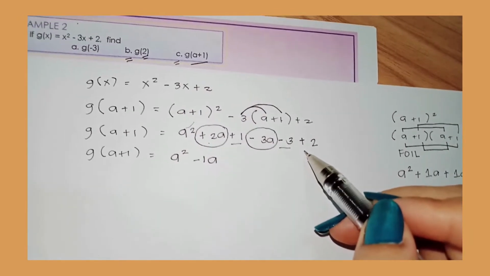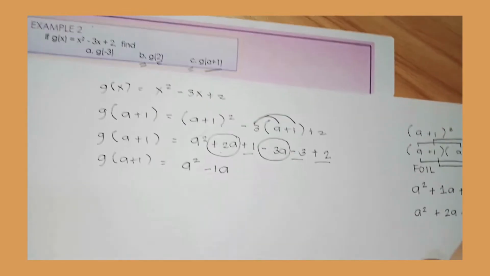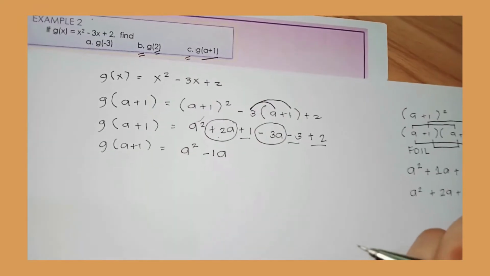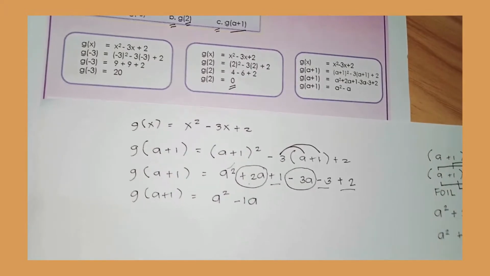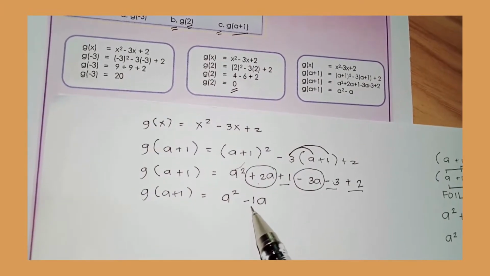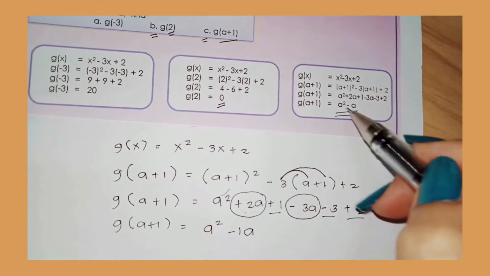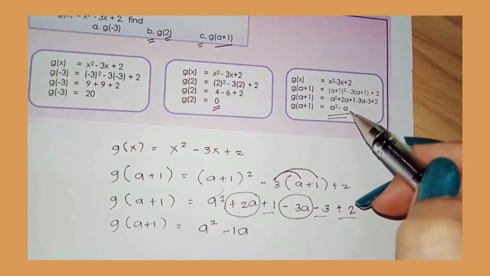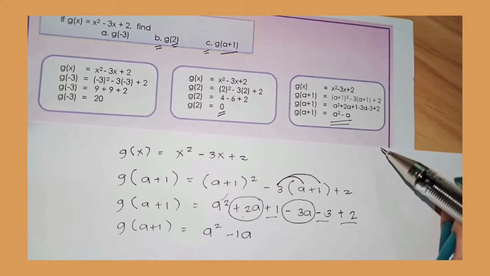Then, negative 2 plus 2, that would be 0. Since 0 na siya, hindi na natin siya isusulat. So, this will be our final answer, which is A squared minus or negative 1A. Pwede rin siyang katulad dito, A squared minus A. Kasi pag walang nakasulat na number, automatically that is 1. So, pareho lang sila.